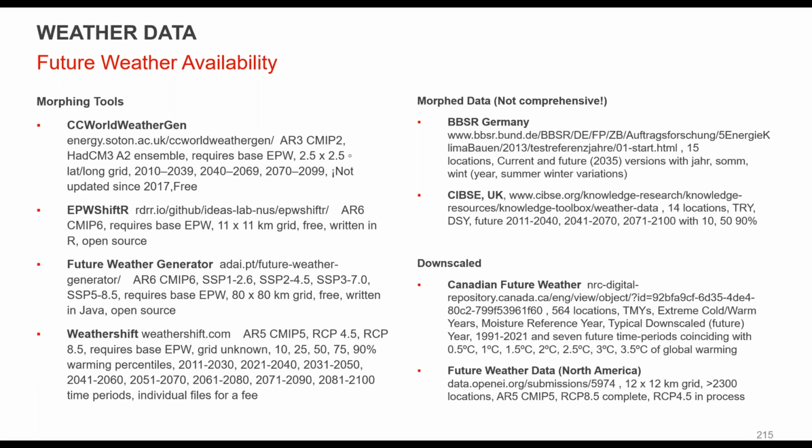Weather Shift is a commercial product, where you can buy individual files for a fee. There are other data sets. For example, there's a morph data set from Germany, one from CIBSE, two downscaled ones, Canadian Future Weather, which has got 564 locations for Canada, and Future Weather data for North America, which is a project underway by one of the national laboratories. So let me take a look at questions.